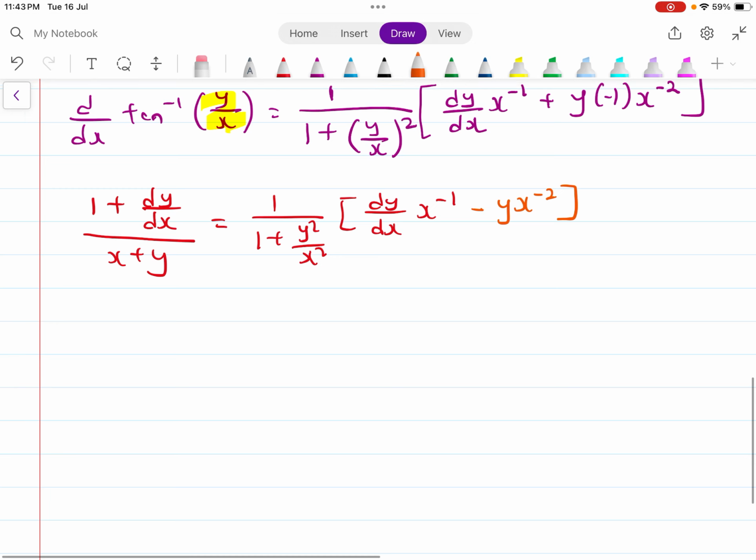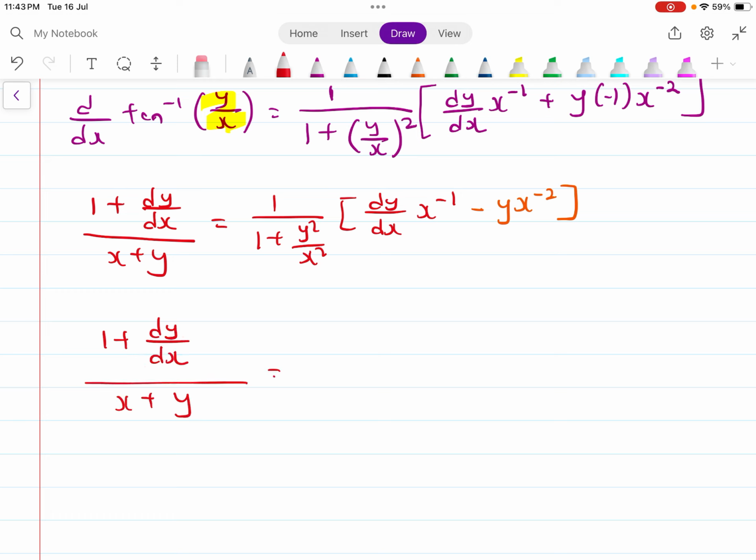So first, the left hand side is like 1 plus dy dx. Then this part will be x plus y is equal to 1 over, maybe I just make it nicer for this. x square, I made the same denominator for the bottom, x square over x square, plus y square over x square. Then next part will be this.